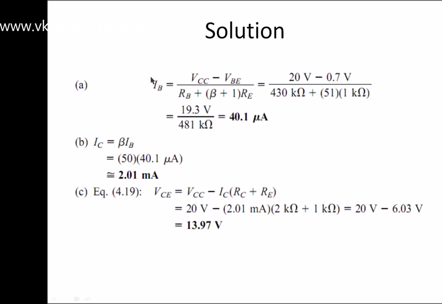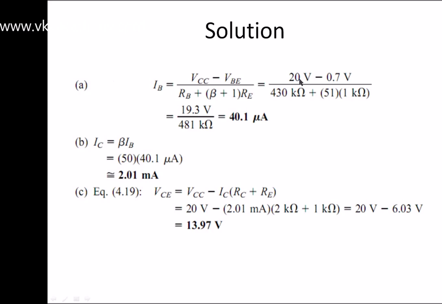This we have already derived in our previous lecture. The base current IB is equal to VCC minus VB by RB plus (beta plus 1) RE. In case of fixed bias configuration we don't have this particular term (beta plus 1) RE, but in case of emitter bias configuration, or any configuration to be remembered which has emitter resistance at the emitter terminal, will always have this extra term in the denominator.